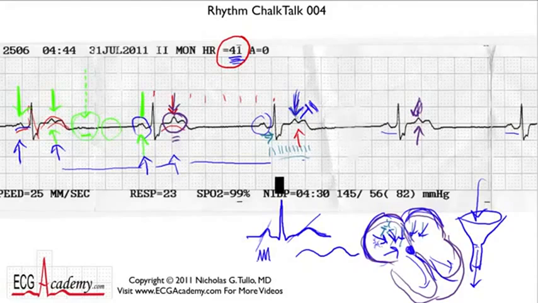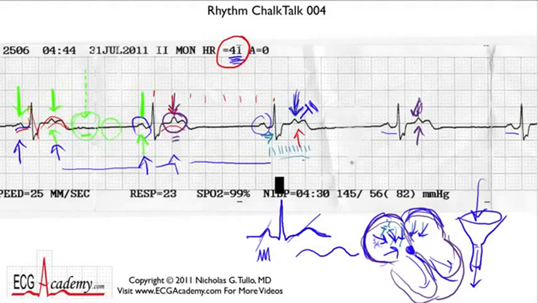And in the absence of symptoms, we generally would not treat this. In fact, some people would add an antiarrhythmic drug if it gets to be too slow, but that's really not necessary as long as the patient is hemodynamically stable.